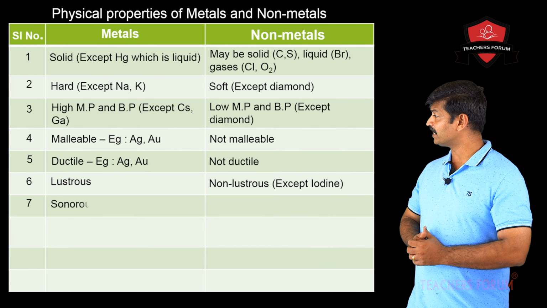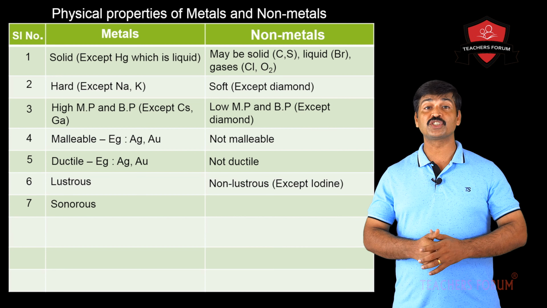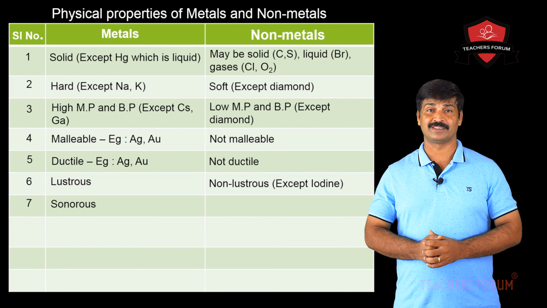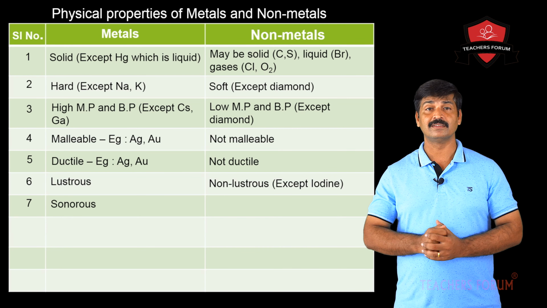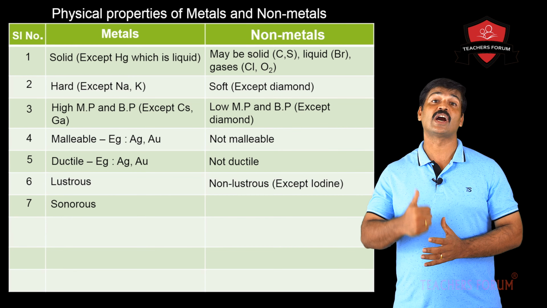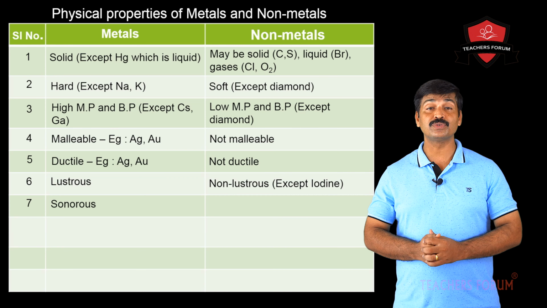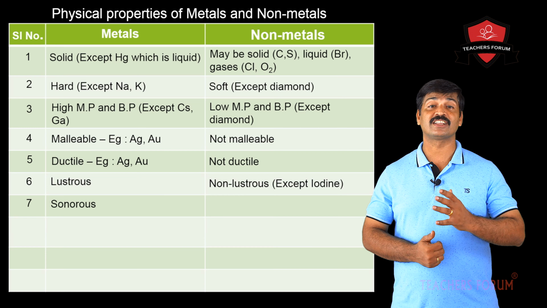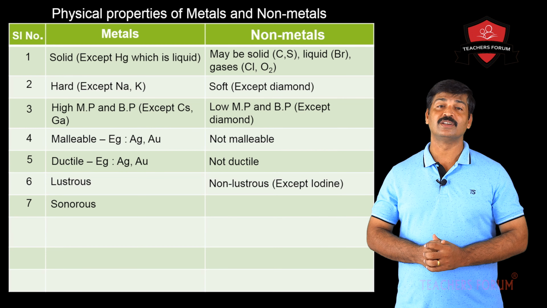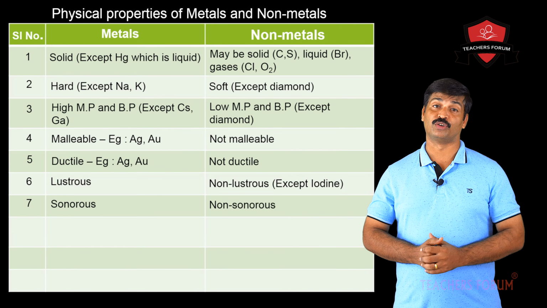Now, the next difference is metals are sonorous. What do you mean by sonorous? Sonorous means if you just hit a metal hard, you can hear the sound. The metals produce sounds when they are beaten. That's why metals are sonorous. What about non-metals? Non-metals are not sonorous.